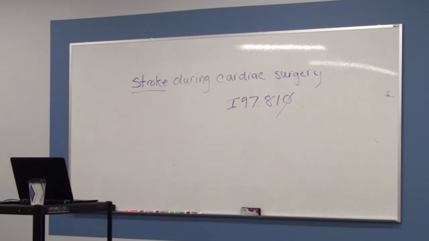So here, I had 4, it said you need 5. So I looked at the one with 5 and it said, oh no, you need 6. Okay, does that make sense? So I go down to I97.810, pardon me, I got ahead of myself. It says intraoperative cerebrovascular infarction during cardiac surgery, and there's no bullet next to it. I'm cool.